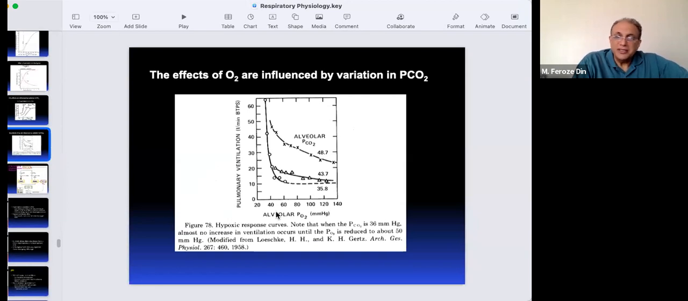Similarly, if you look at oxygen, here is our oxygen curve: the lower the oxygen, the higher the ventilation. If carbon dioxide is higher, it also potentiates the effect of hypoxia. So both of them influence each other positively, so that the effect of a rise in carbon dioxide is similar to the effect of a fall in oxygen. And they potentiate each other so that the body has the ability to offset hypoxia and hypercapnia together.